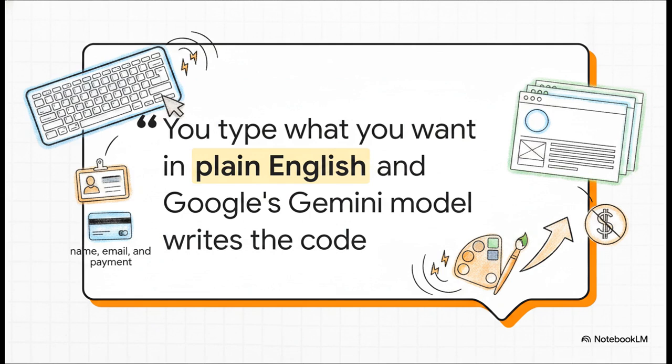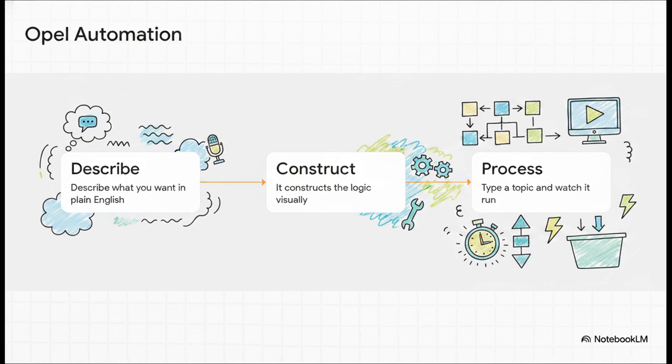Don't like the button color? Tell it to change. Want your logo in there? Just ask. It updates in real time. If you've ever had to pay someone to build something because you couldn't do it yourself, well, that dynamic just permanently changed. Which flows perfectly into our next tool for operations, Opal.